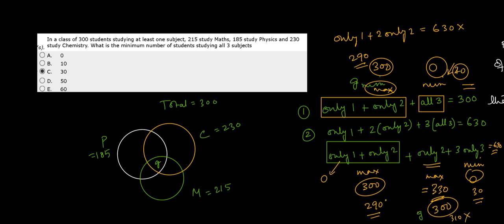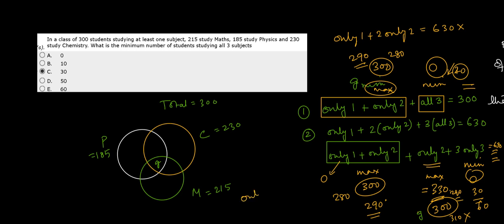So 20. All 3 becomes 60 and this becomes 280. So 60 plus 280 is 340. So 290 left. This becomes 290, right? This becomes 290, right? Correct.